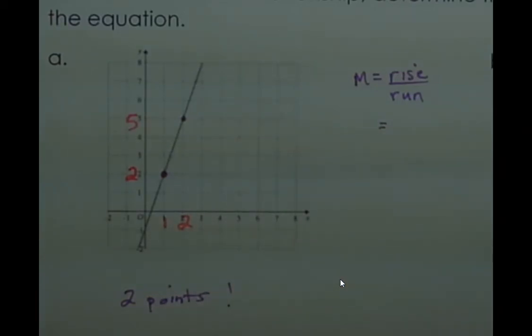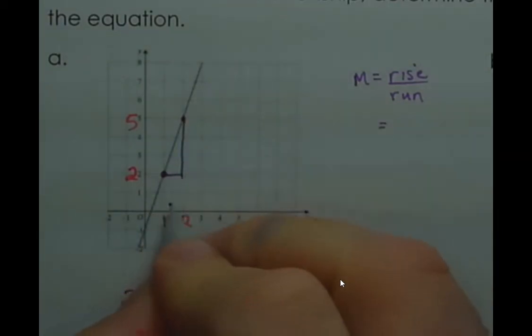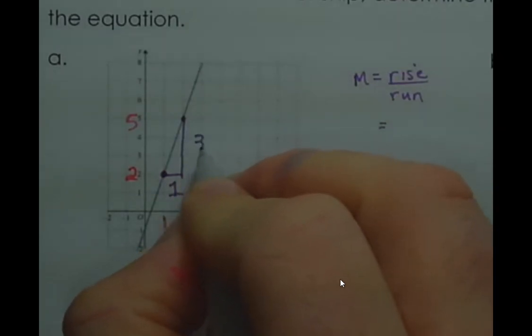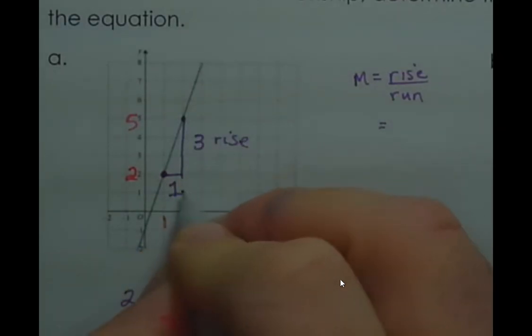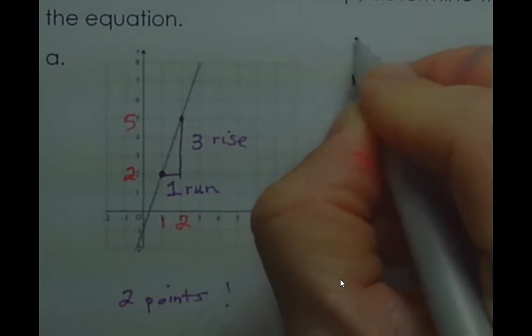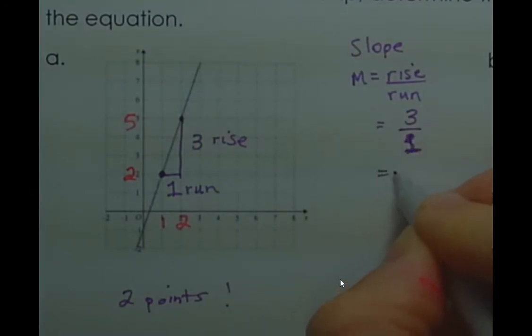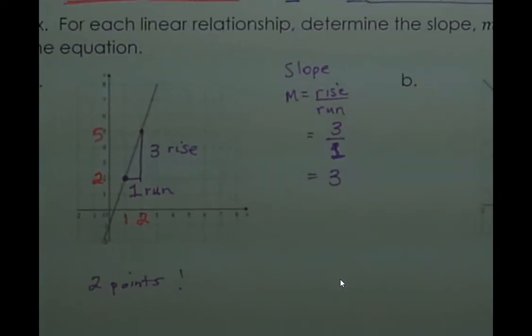So we can look at that and find our rise and run. If I look at this, this had a run of 1, and this one has a rise of 3. So I can say now this has a slope of 3 over 1, or just 3. Okay, so that's not too bad.